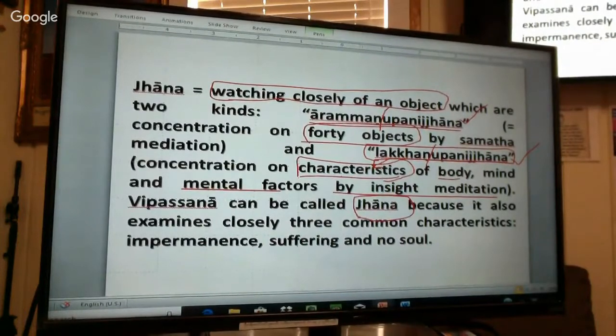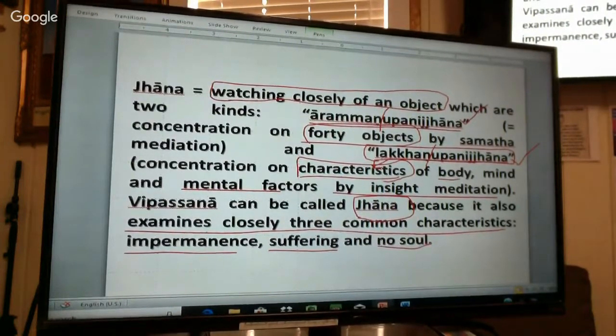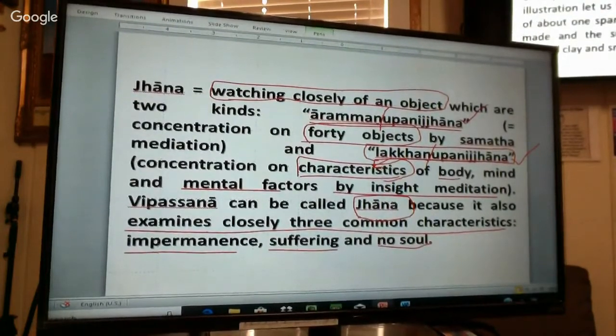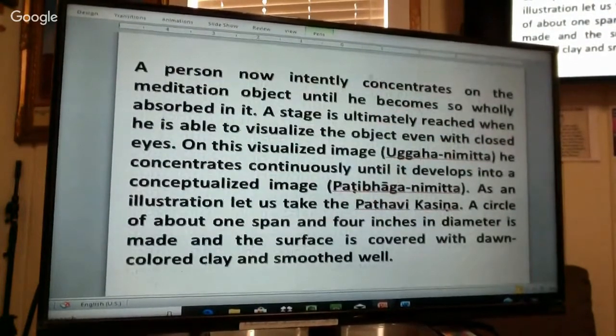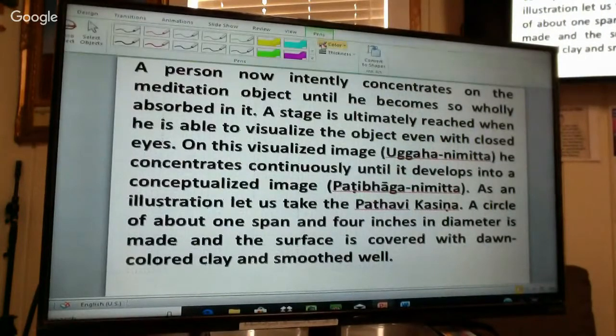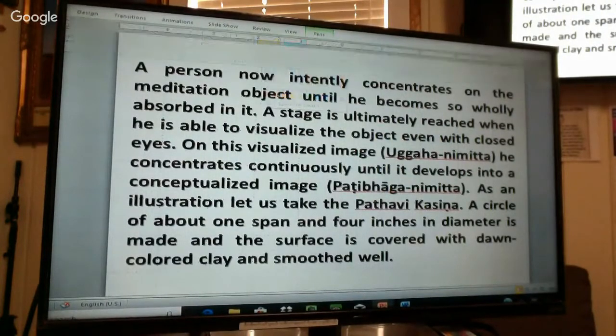You need to understand vipassana, also the jhana, because it also explains or watches closely the three common characteristics: impermanent nature, suffering or unsatisfactory nature, and no-soul nature. Okay. So if you come to understand it that way, a person now wants to instantly concentrate on the meditation object.